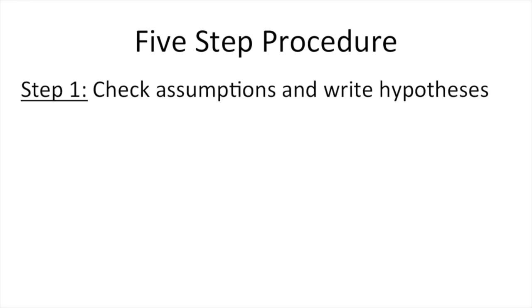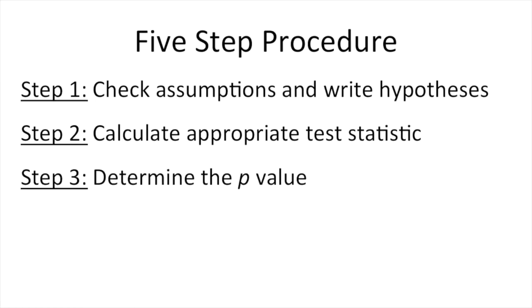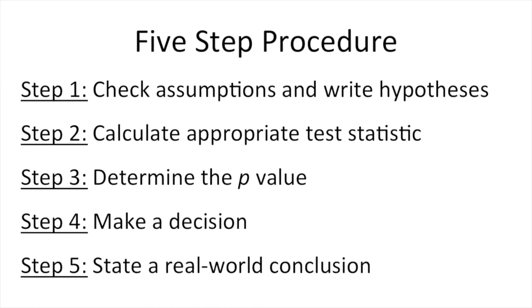The 5-step procedure is going to be the same for all of the hypothesis tests that you do in the remaining lessons in this course. Step 1 is to check assumptions and write hypotheses. Step 2, calculate appropriate test statistic. Step 3, determine the p-value. Step 4, make a decision. And step 5, state a real-world conclusion.